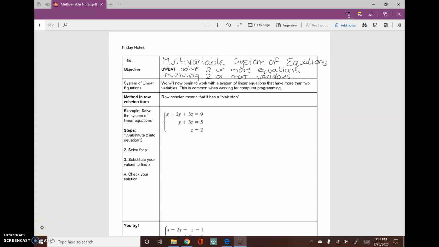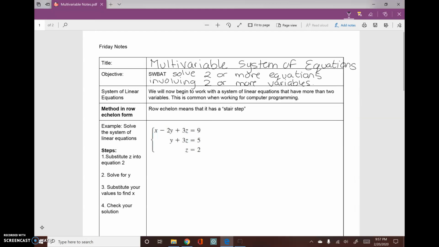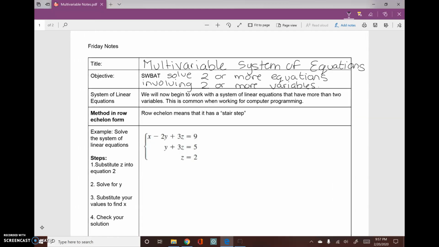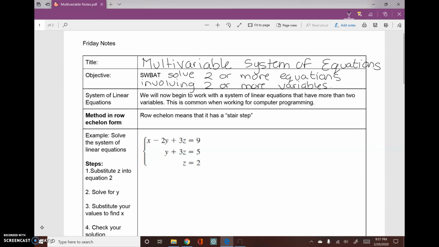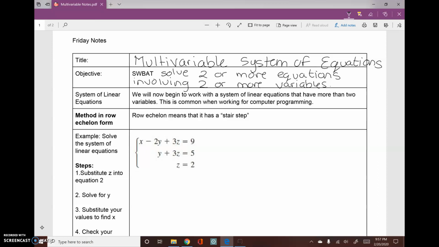All right, for Friday's notes, we are continuing with system of equations, but this time, the title of the notes is going to be multivariable system of equations. So pretty much, students will be able to solve two or more equations involving two or more variables. On Wednesday's notes, we were just focusing on two equations with two variables. This time we're going to do more because more is fun.